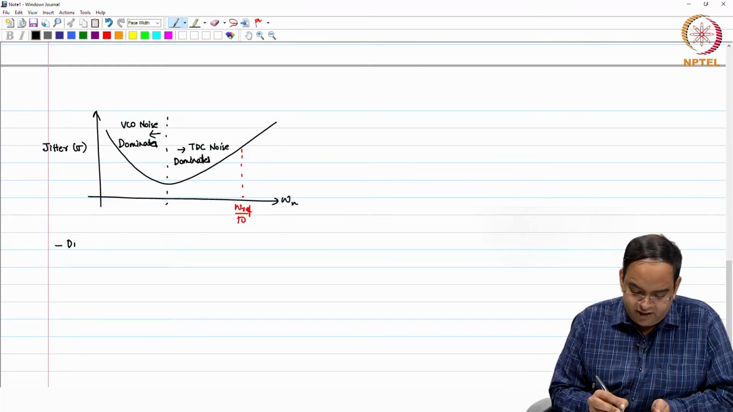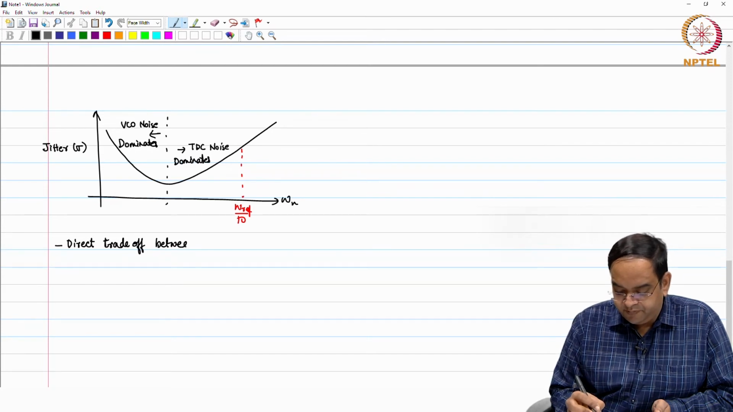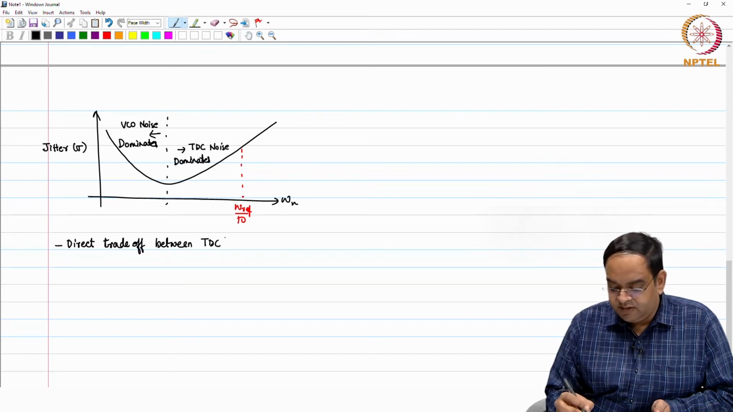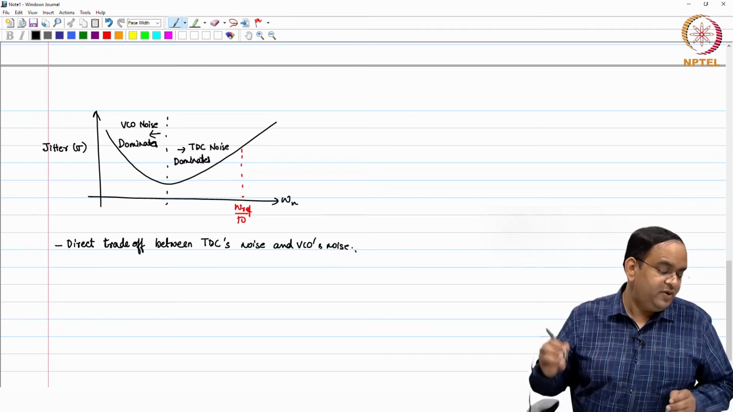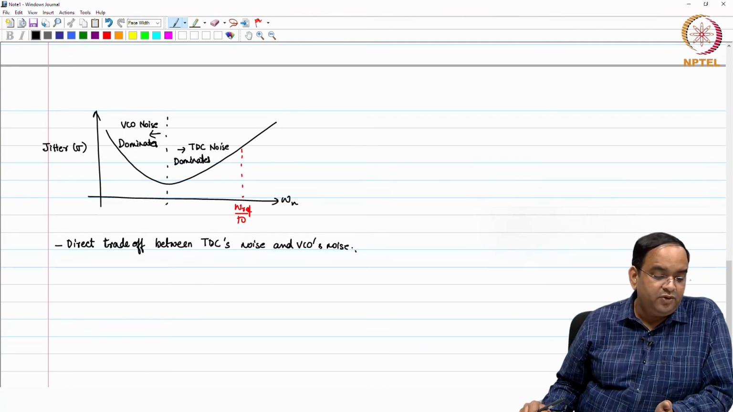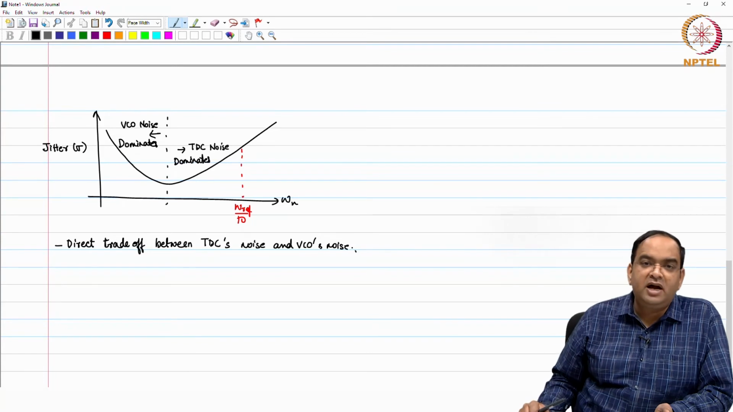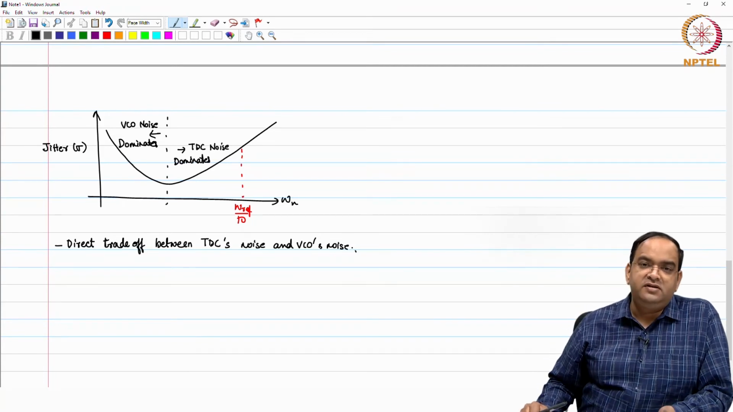So, we see a direct trade off between TDC's noise and VCO's noise. If you have no other option, you can only reduce the overall noise by having a lower bandwidth for the TDC and increasing power consumption for the VCO.